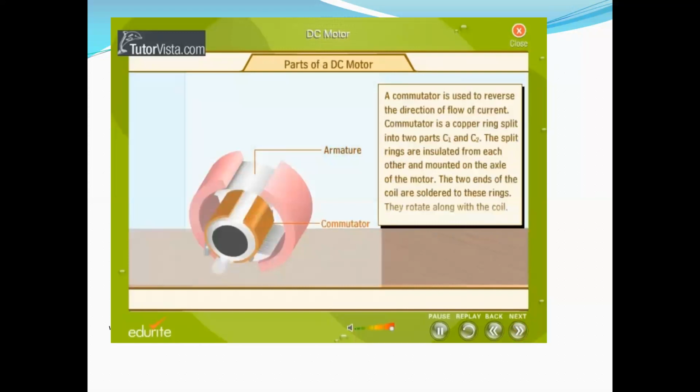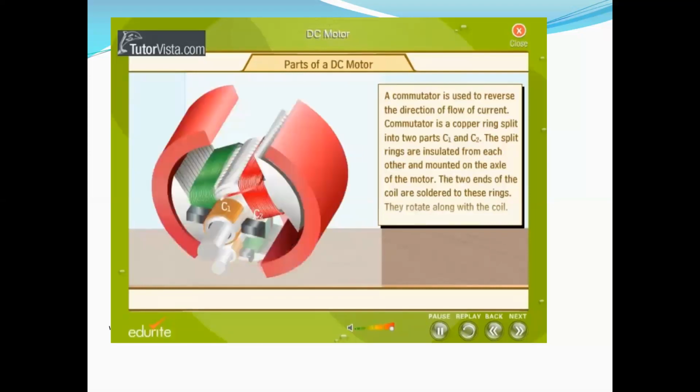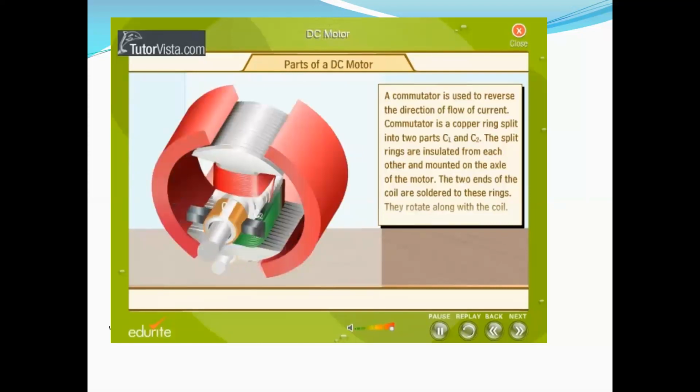A commutator is used to reverse the direction of flow of current. Commutator is a copper ring split into two parts, C1 and C2. The split rings are insulated from each other and mounted on the axle of the motor. The two ends of the coil are soldered to these rings. They rotate along with the coil.